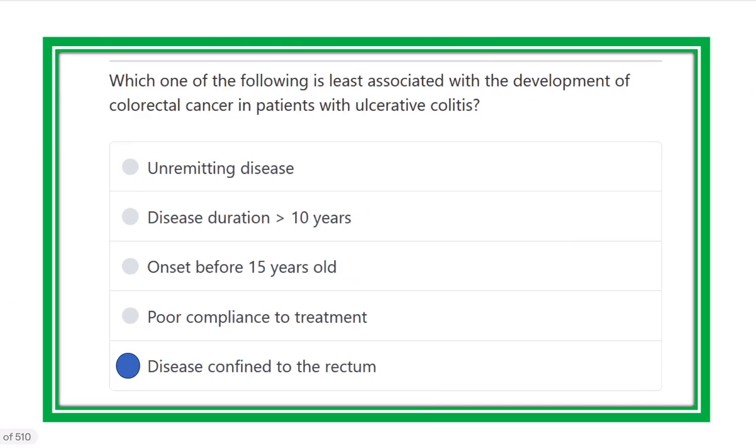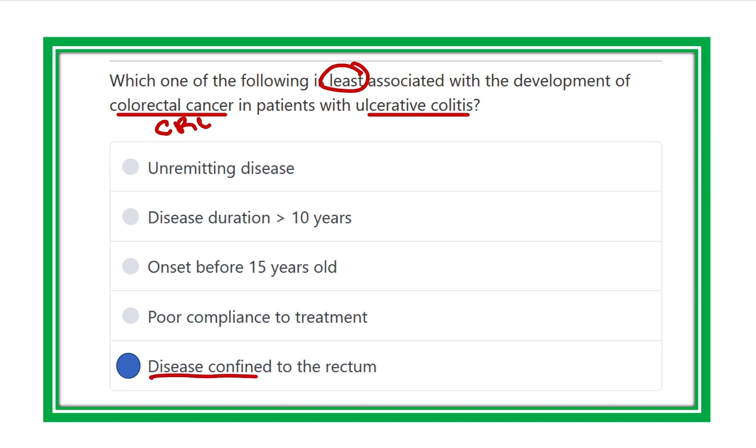So which has the least chance of development of CRC, or colorectal cancer, with ulcerative colitis? Here the answer is disease confined to the rectum. When the disease is confined only to the rectum, there is less chance of CRC compared to pancolitis, when the disease involves pan, the whole colon. Pan means the whole, so pancolitis means whole colon inflammation.